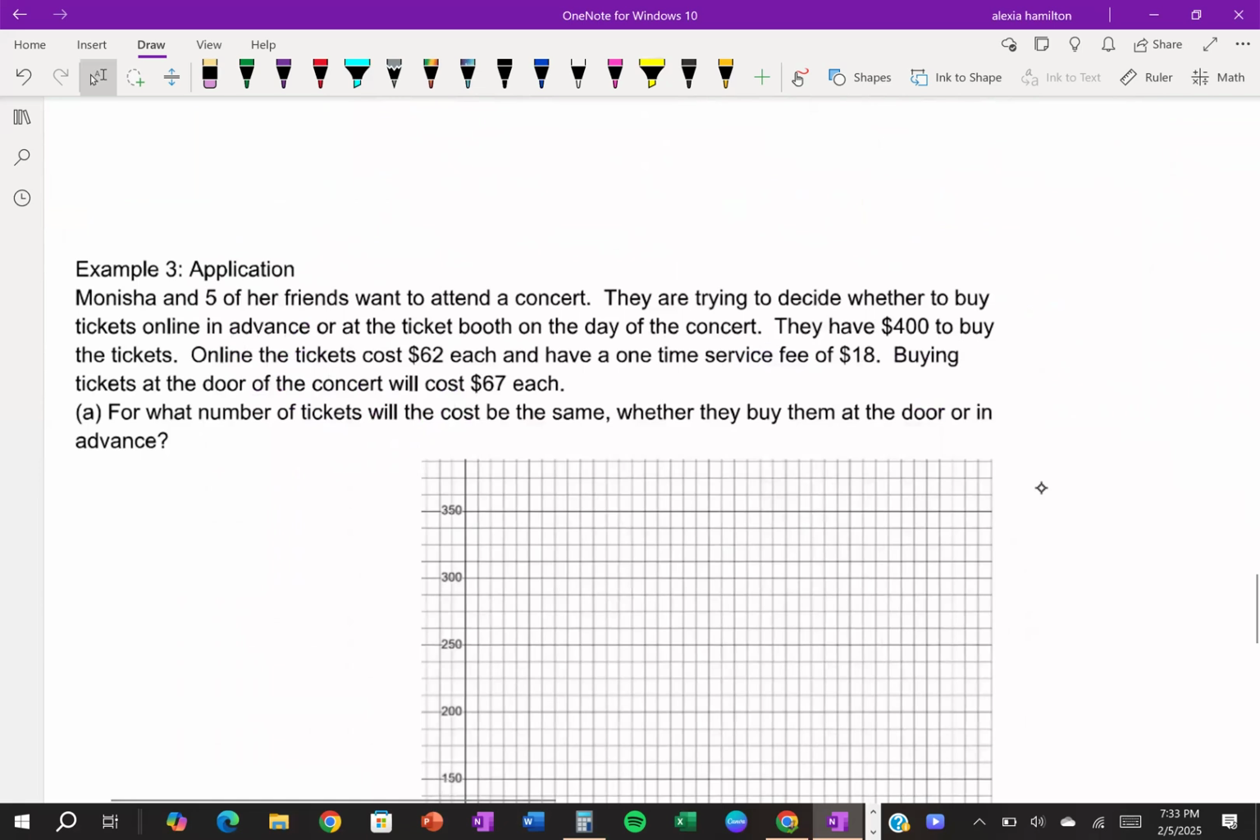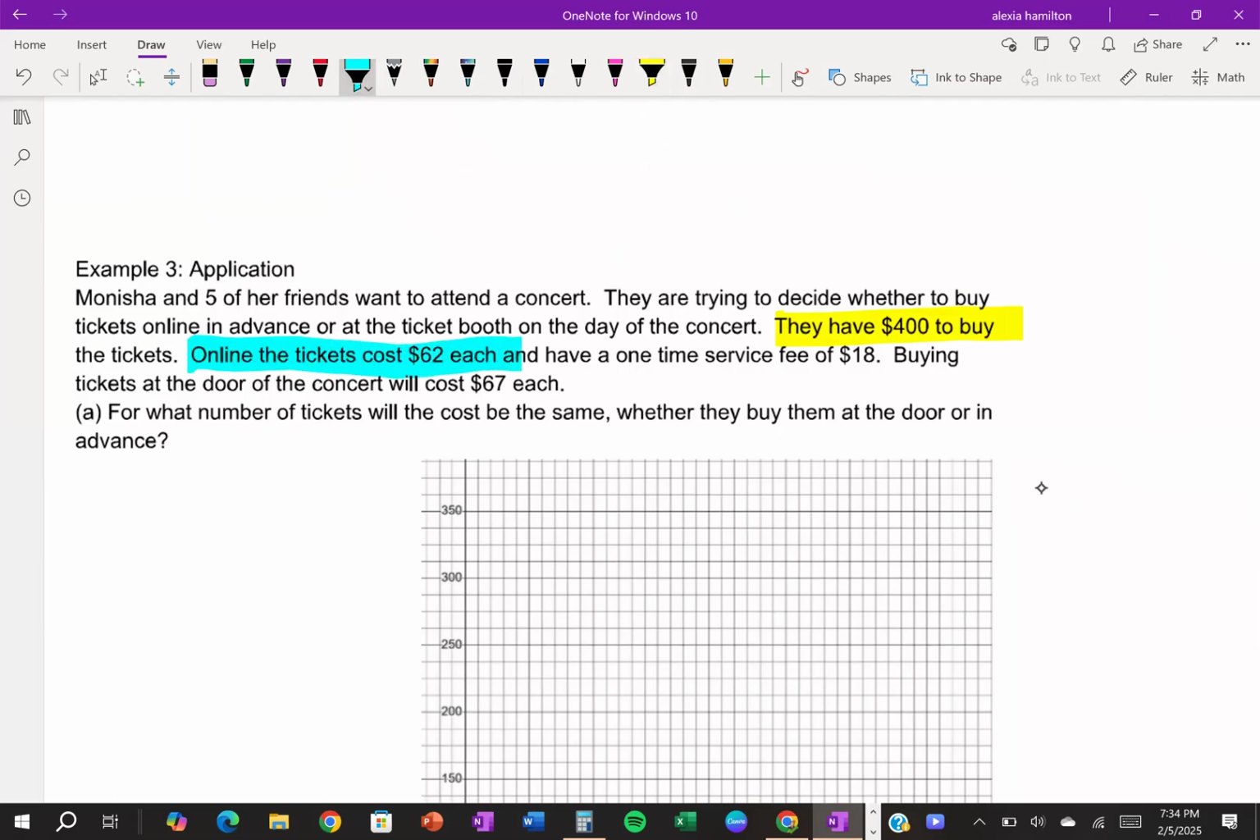Monisha and five of her friends, sorry, my bad, want to attend a concert. They are trying to decide whether to buy tickets online in advance or at the ticket booth on the day of the concert. They have $400 total. Okay. And then we get into our two equations.